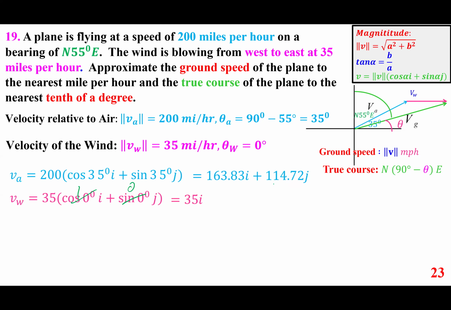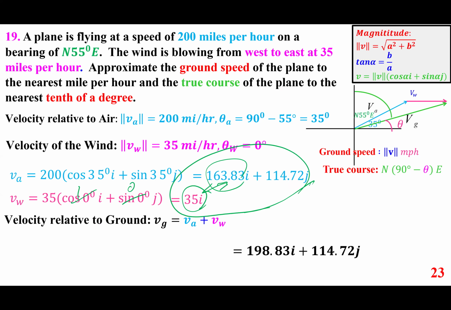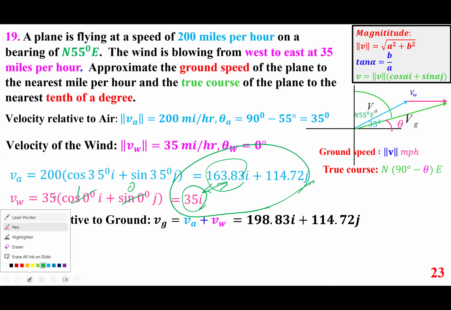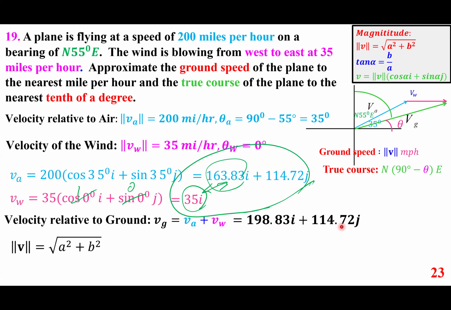Now we want to add these two, so these two will add up because they both have the i component, the other one remains. So when we add them up, we add these two numbers, we get 198.83 i, and this one we just write as is. So having said that, we are almost there. What is the magnitude? The magnitude is square root of a squared plus b squared. So square this number plus square this number under the radical. That's what the magnitude is.